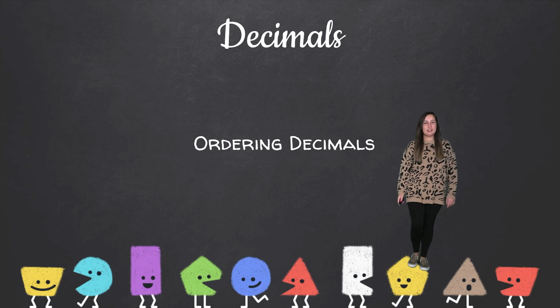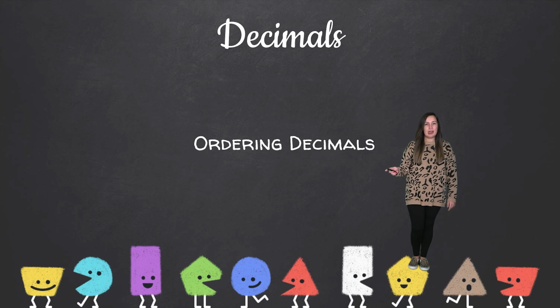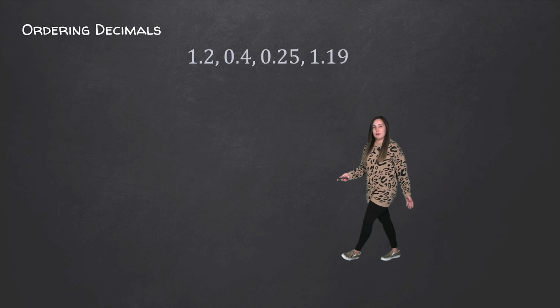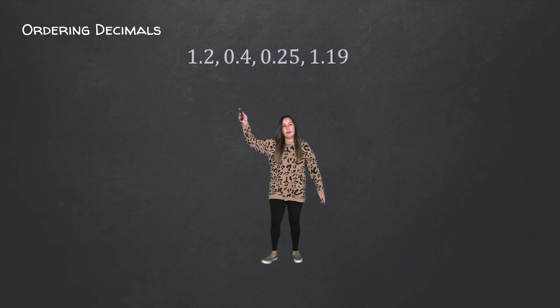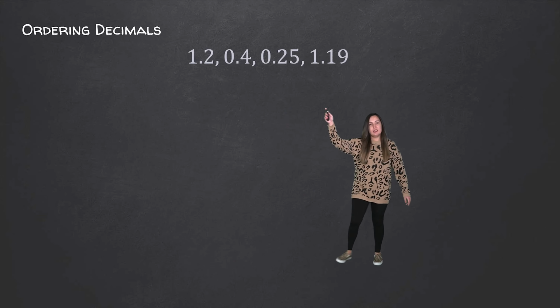Hello, mathematicians. Today we're going to be learning about decimals, more specifically about ordering decimals. To get us started, here we have an example where we have 1 and 2 tenths, we have 4 tenths, 25 hundredths, and 1 and 19 hundredths.